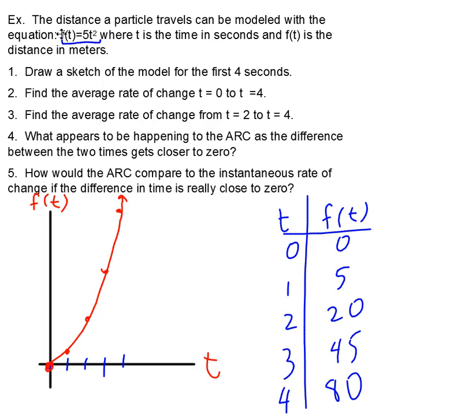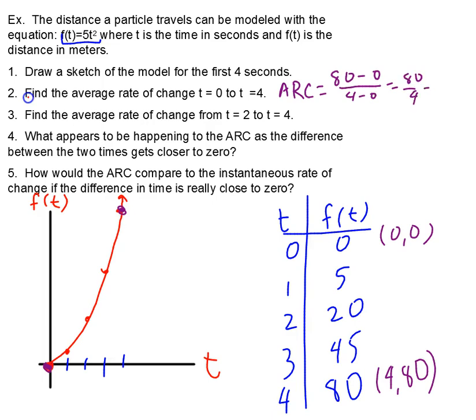So in the second question here, it says find the average rate of change for t equals 0 to t equals 4. So starting at t equals 0 until t equals 4, what would my average rate of change be? Well, I know at t equals 0, the distance was 0, so (0, 0) would be the point there, and at 4 seconds would be 80, correct? So in number 2, the average rate of change, or my speed, would equal (80 minus 0) over (4 minus 0), which would be 80 over 4, so 20. And in this case, my units would be meters per second, okay?